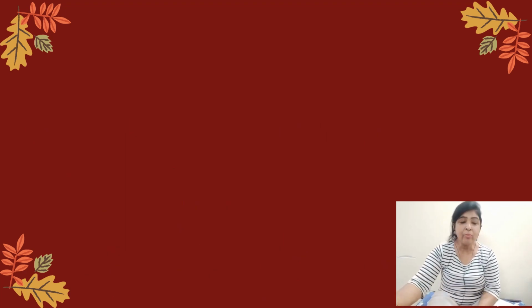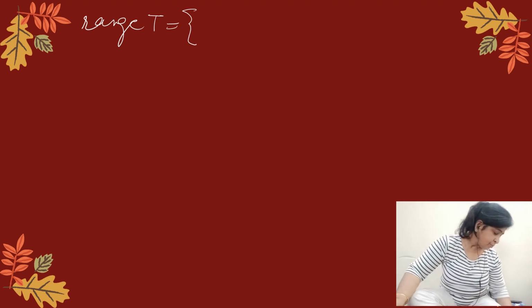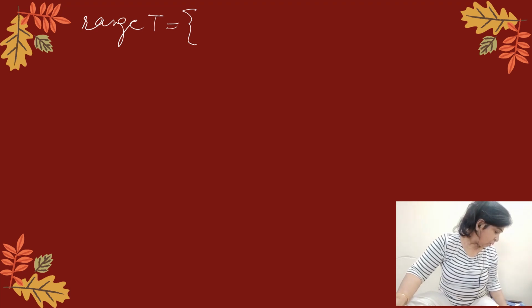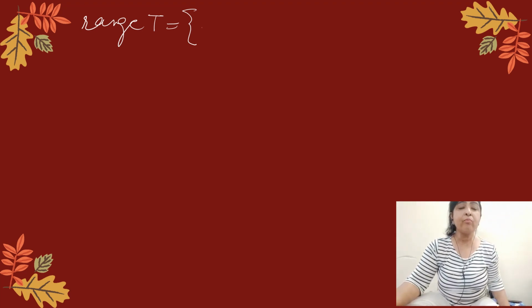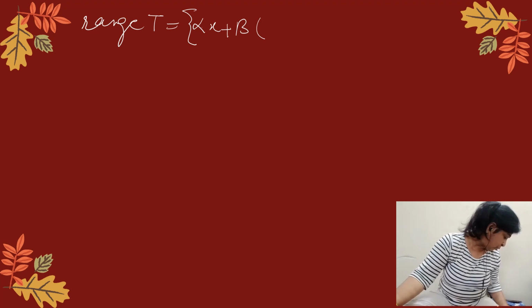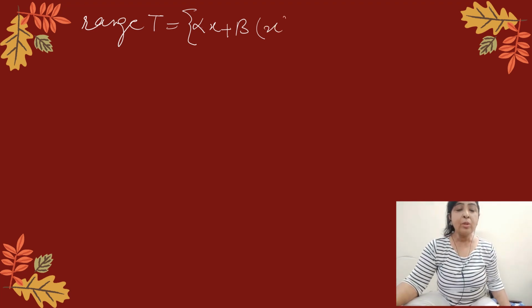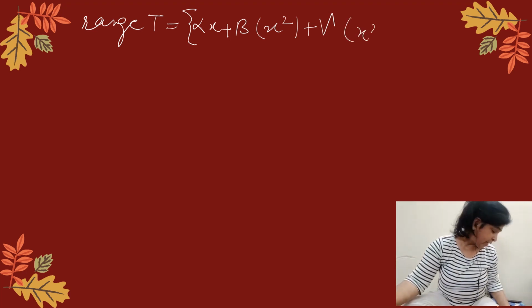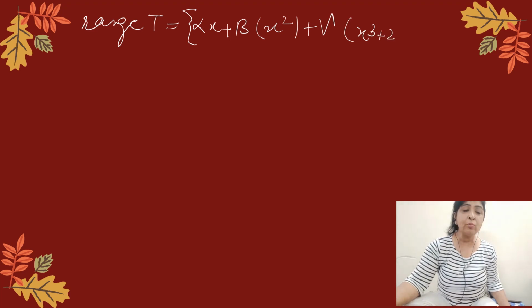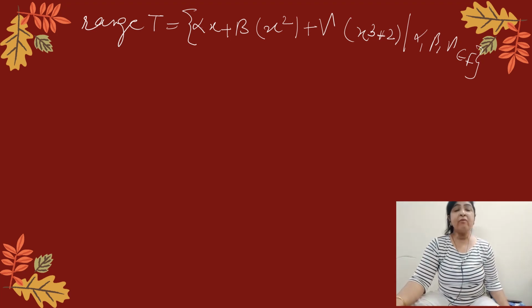Range of T is equal to alpha x plus beta x square plus gamma x cube plus 2, such that alpha, beta and gamma belong to the field F. So this is our range set.